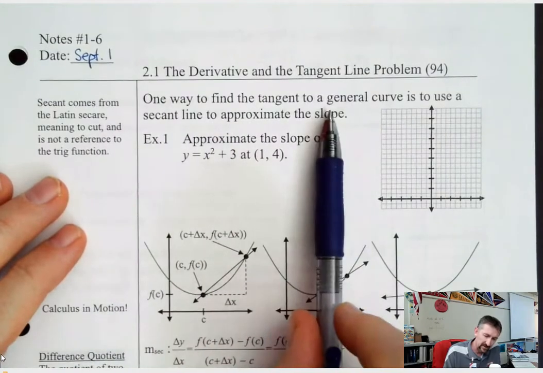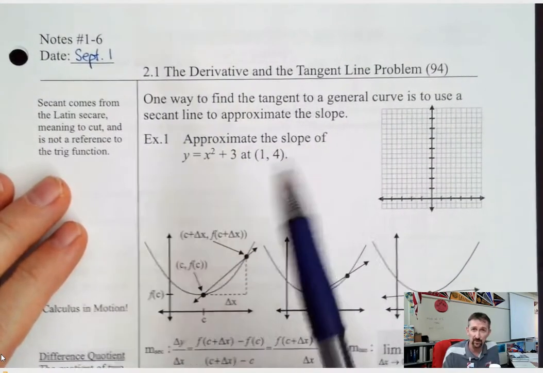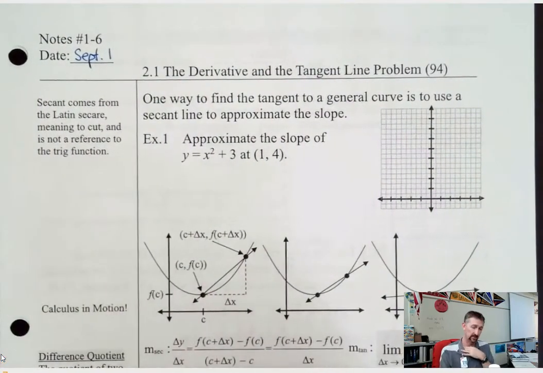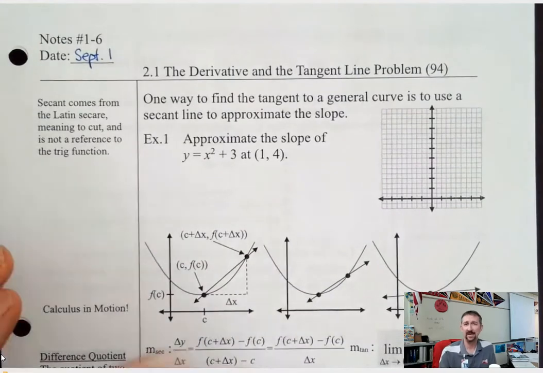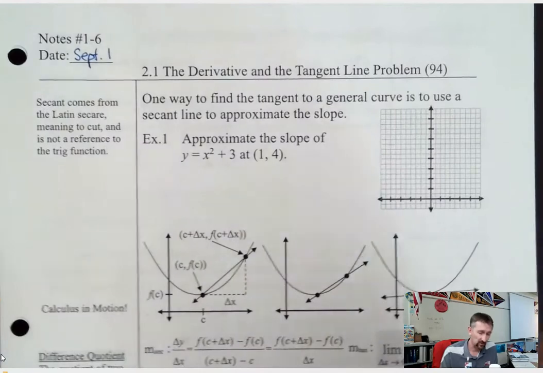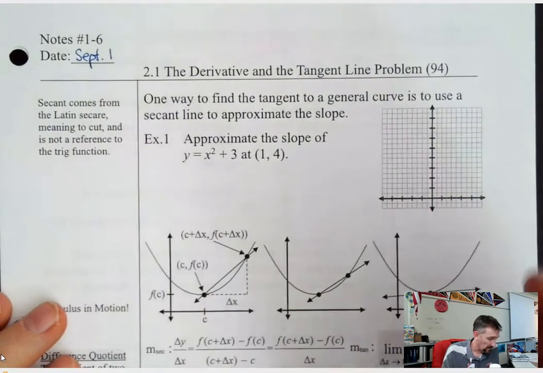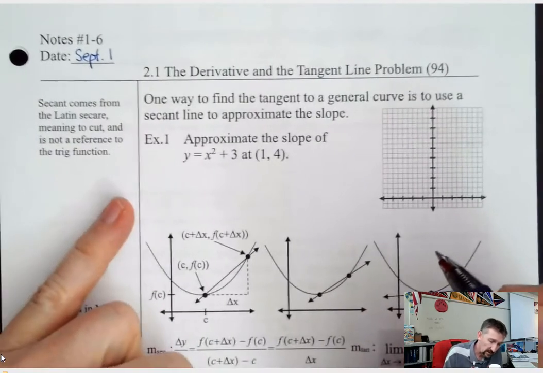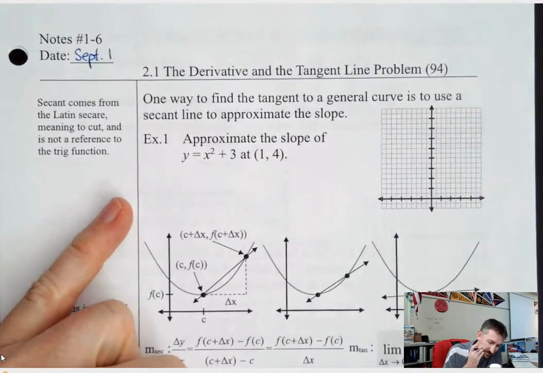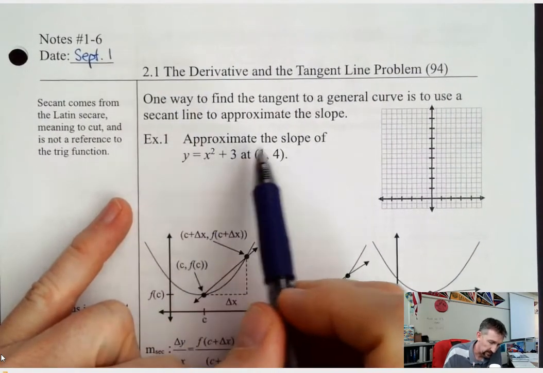One way to find the tangent to a general curve: at the end of the other notes we talked about a tangent to a circle. That's a special case, but any curve can have a tangent line to it. The difference is a tangent line can hit a curve in more than one place. On a circle it's only once. One way to approximate the slope of a tangent line is to look at a secant line.